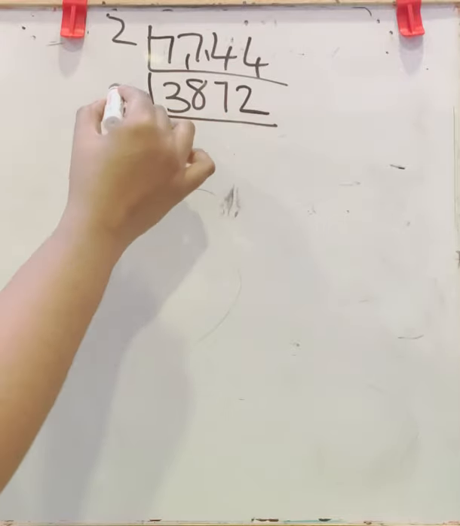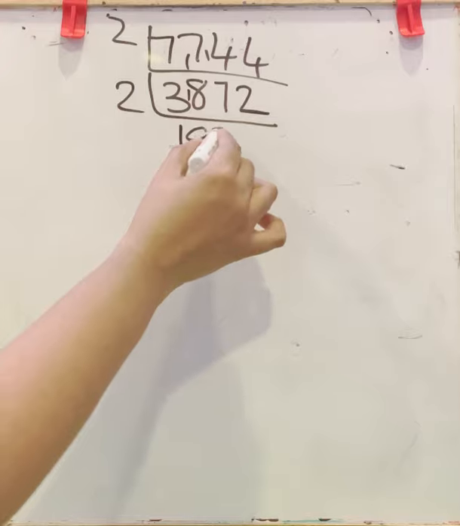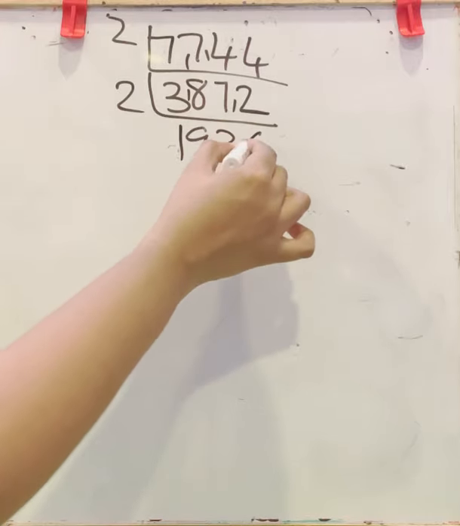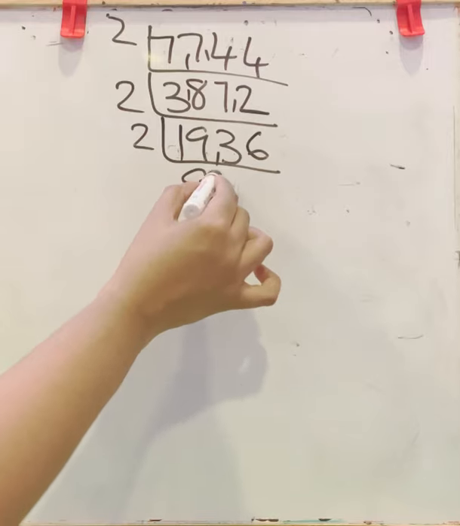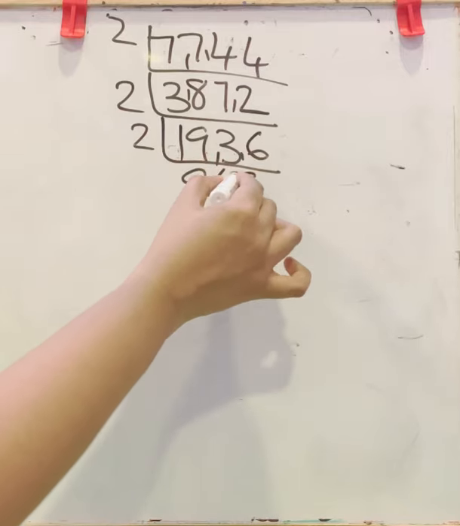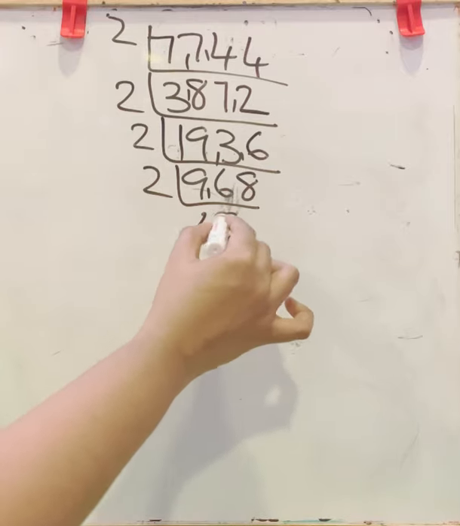Again with 2. 1 2s are 2, balance 1. 9 2s are 18. In 7, 3 2s are 6, balance 1. 6 2s are 12. Again with 2. 9 2s are 18, balance 1. 6 2s are 12, balance 1. 8 2s are 16. Again with 2. 4 2s are 8. 8 2s are 16.